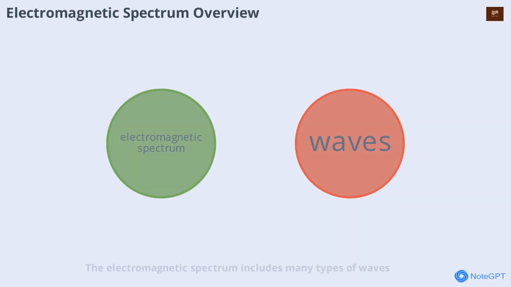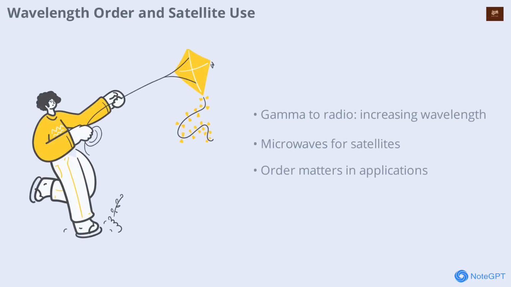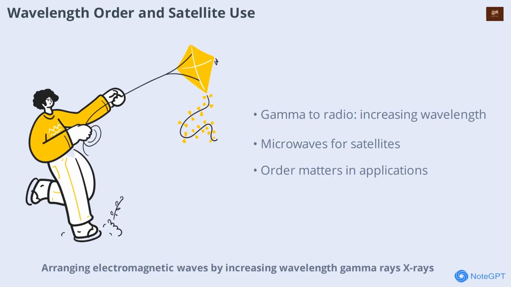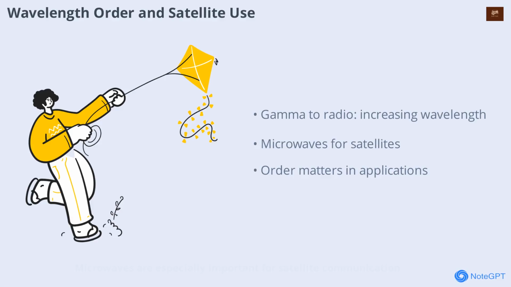The electromagnetic spectrum includes many types of waves arranged by increasing frequency: infrared waves, visible light, ultraviolet, X-rays, and gamma rays. Gamma rays have the highest penetrating power, making them useful in medical treatments and scientific research. Arranging electromagnetic waves by increasing wavelength: gamma rays, X-rays, infrared rays, microwaves, and radio waves. Microwaves are especially important for satellite communication as they can travel long distances through the atmosphere.